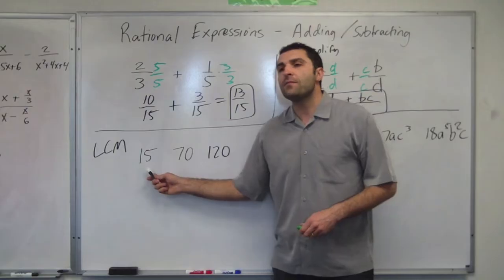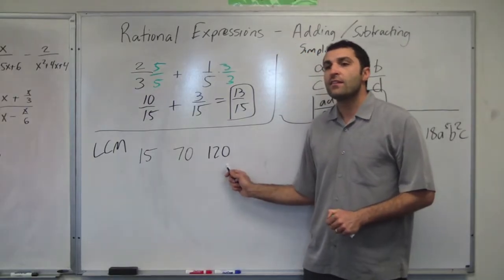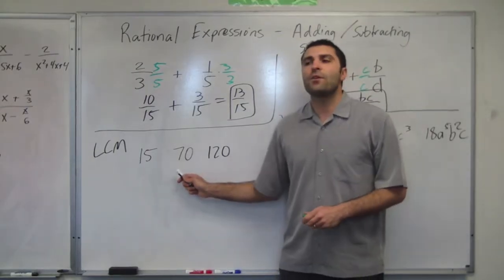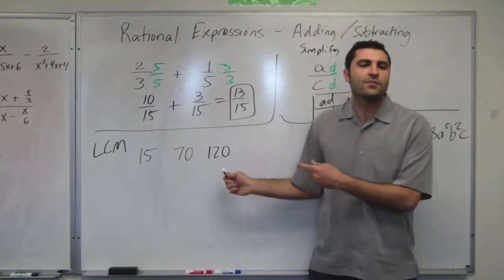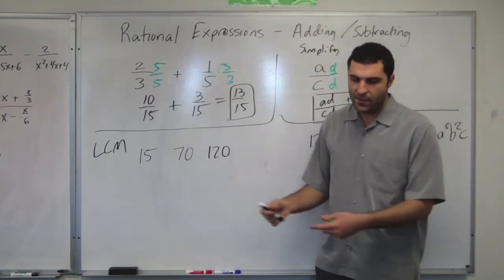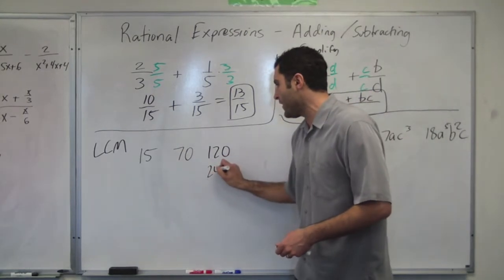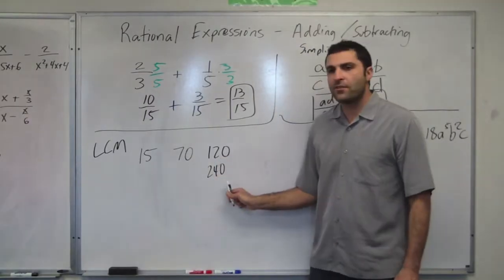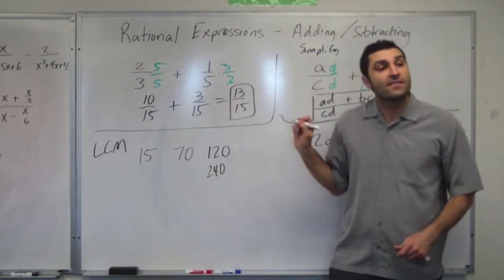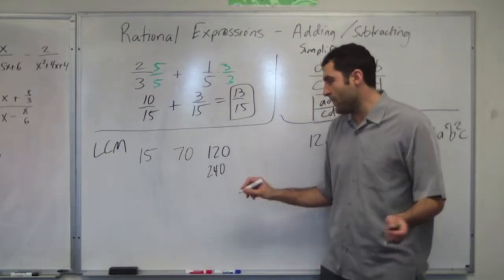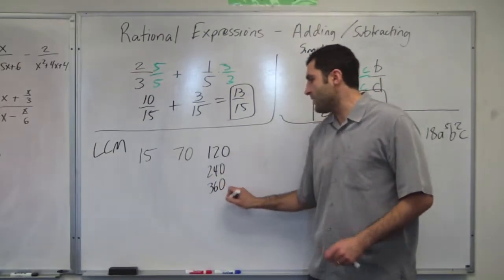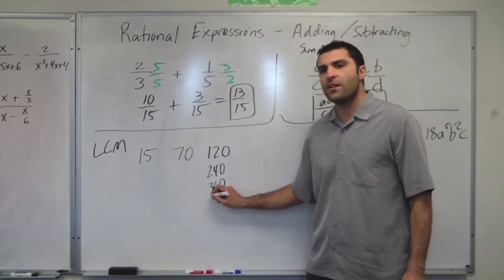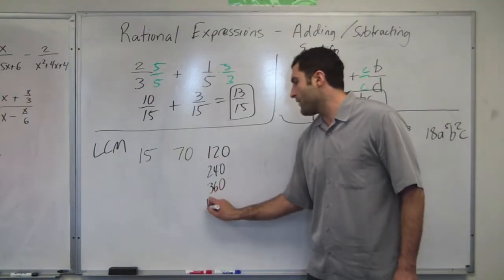120. Can 15 multiply to make 120? Yes, it can. Can 70 multiply to make 120? No. So let's go to the next one, 240. Can 70 multiply to make 240? No, sorry, that's 21. 360. No, still. What's plus 120? 480. 480, very good.